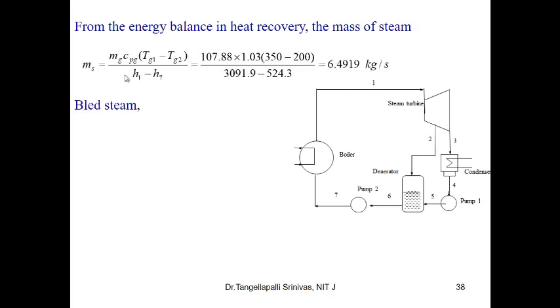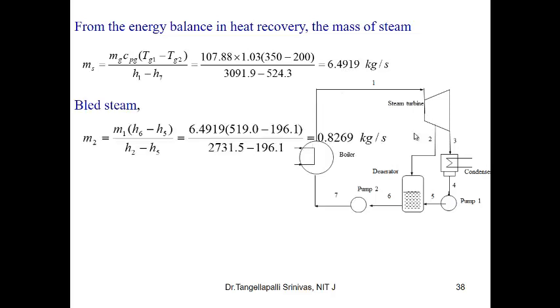So from the energy balance in the heat recovery boiler, the mass of the steam can be determined because the mass of the gas is given. The heat lost by the hot fluid in the boiler, that is m Cp ΔT of the hot gas, is equal to ms into ΔH of the steam. So this energy balance equation results in the mass of the steam as 6.4919 kg per second.